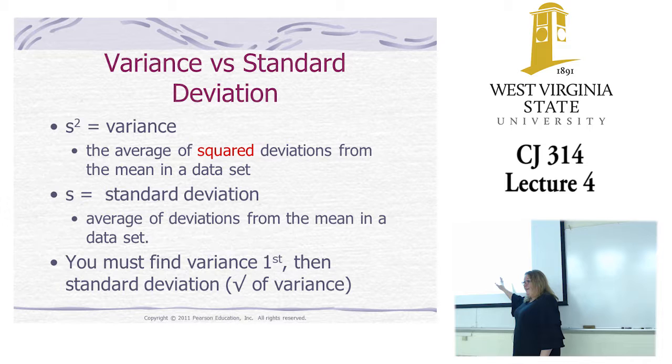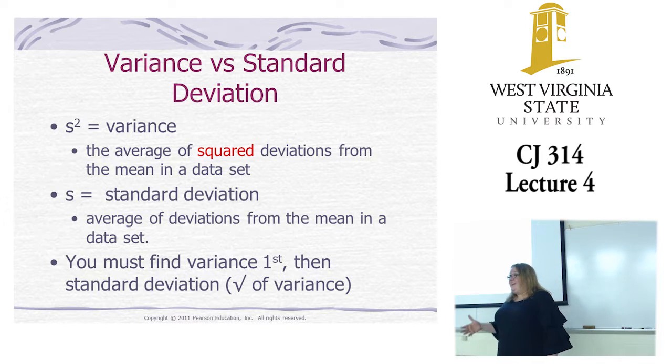S squared is variance. S is standard deviation. Just a repeat of what I just told you. S squared, or variance, is the average of squared deviations. The S is what we're really interested in. The S is the average each score deviates from the mean.